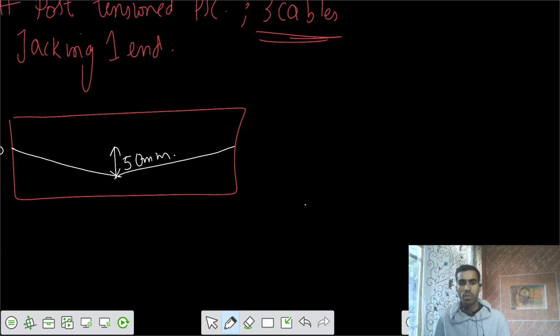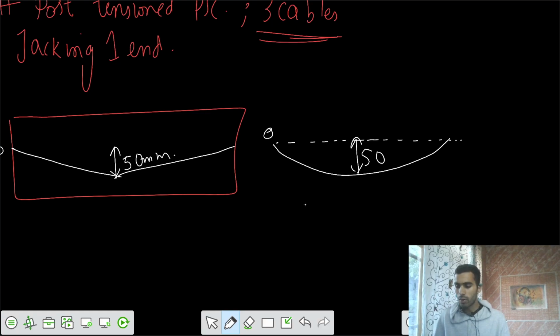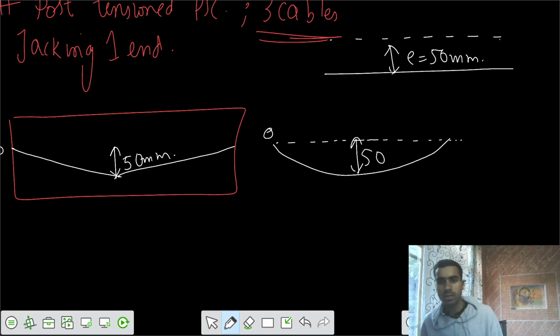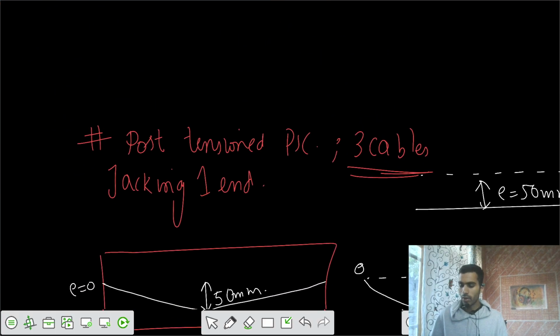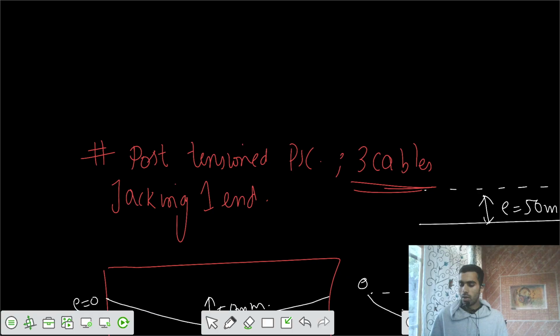And one more cable is there. It's a parabolic variation, with eccentricity equals 0 at the ends and maximum at the mid, 50 millimeters. And one more cable is there, below the neutral axis at some eccentricity e equals 50 throughout the length. So we have 3 different cables, and the variation of those is in this way.